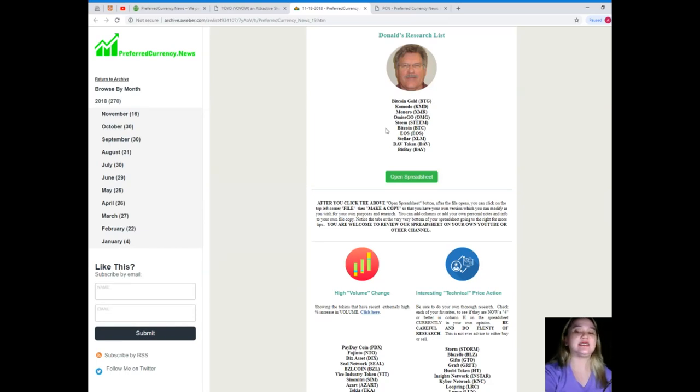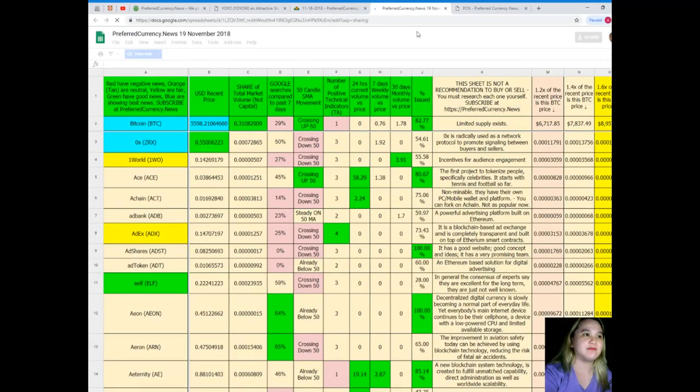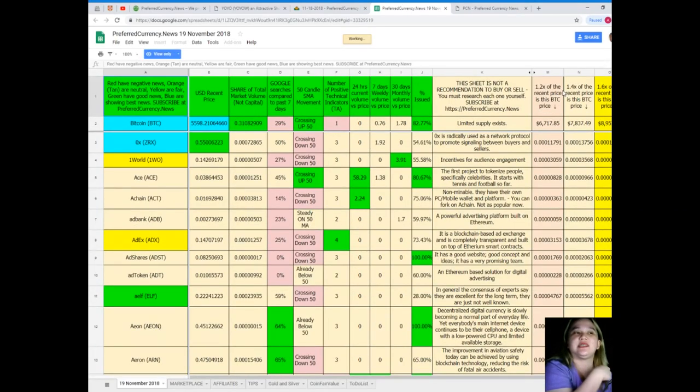Now guys, let me introduce to you Donald's research list. Donald's research list for me is the answer to your questions and the solution for your problems. Now, Donald's research list, please open spreadsheet. So this spreadsheet is a complete list of tokens and coins and their statuses, and this list is updated every day. But for your information, this sheet is not a recommendation to buy or sell. You must research each one for yourself and then you can decide after. This is very user friendly, and really easy to understand.